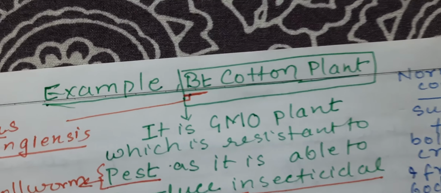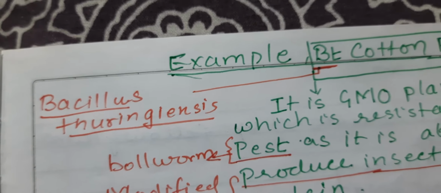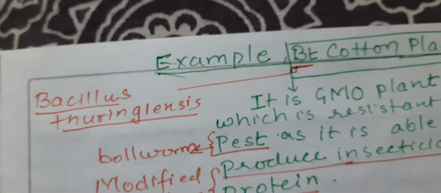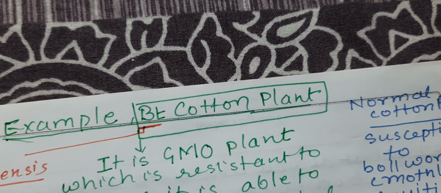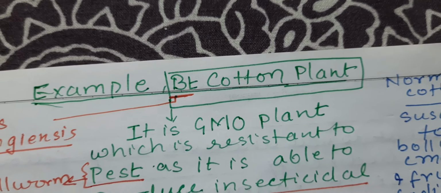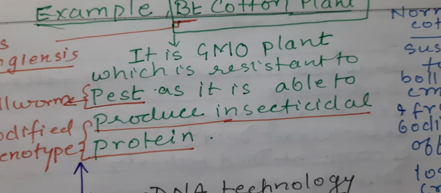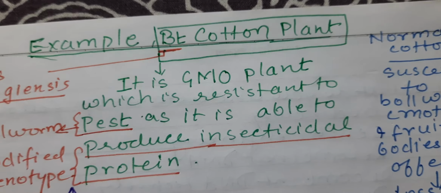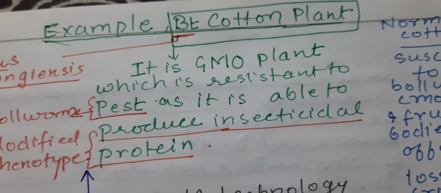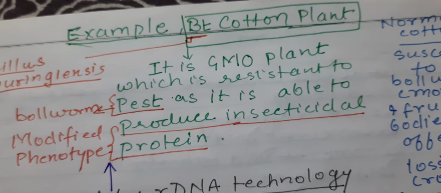So let's take the example of the BT cotton plant. BT stands for Bacillus thuringiensis. It is a kind of gram positive bacteria. Cotton plant, you know. BT cotton is the genetically modified cotton plant. So what is BT cotton plant? It is a genetically modified plant which is resistant to pests, as it is able to produce insecticidal proteins. So what is the pest which is affecting the cotton plant?